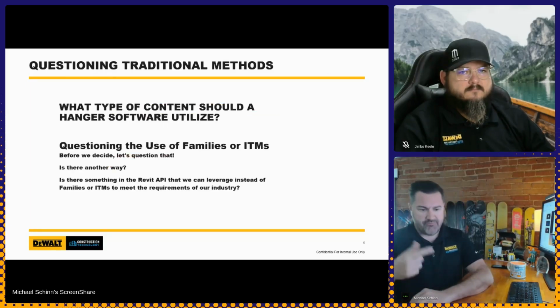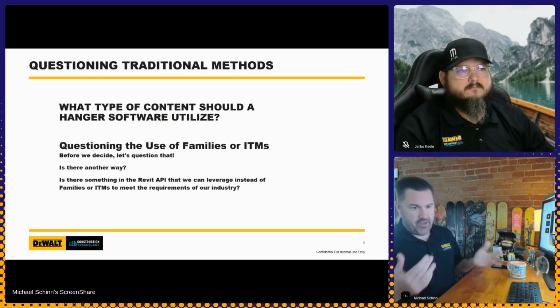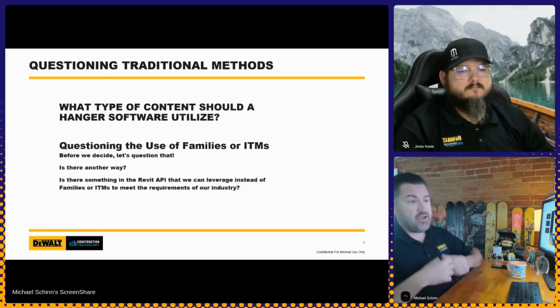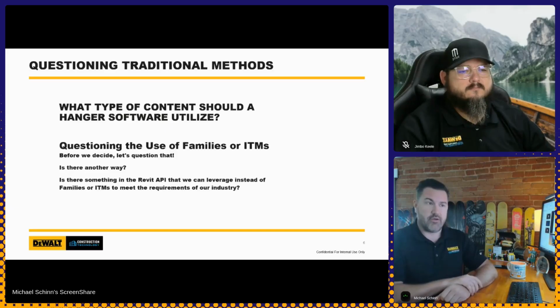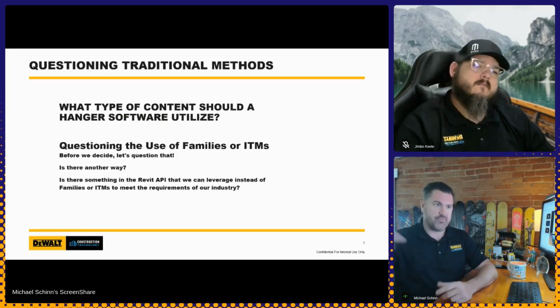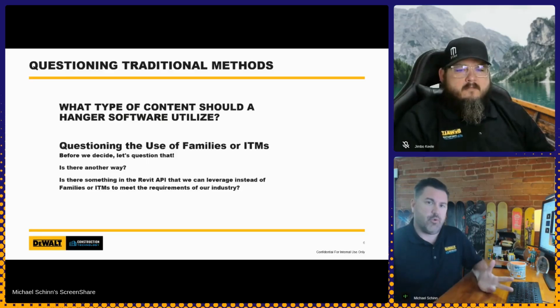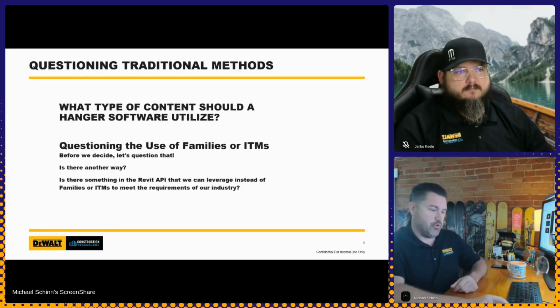I spoke earlier about families or ITMs. When we go to build this product, what content should we use? Families are cool. They have a lot of crazy functionality and flexibility. ITMs, I really like how they move. They're reactive as you move stuff around, but they're missing the upper attachment and other things. So which one should we do? We questioned it: is there another way of doing it? So we dove into the Revit API and we found out something pretty cool.